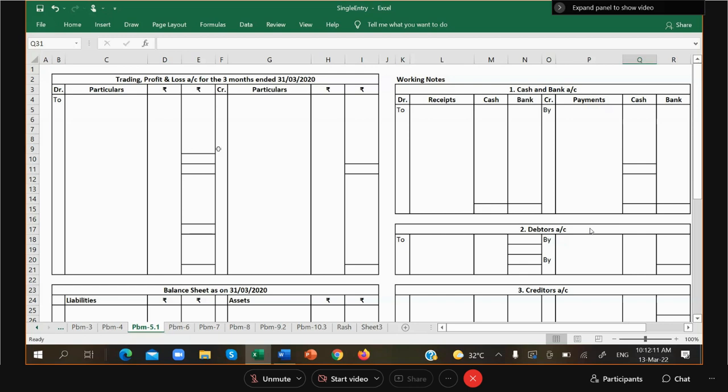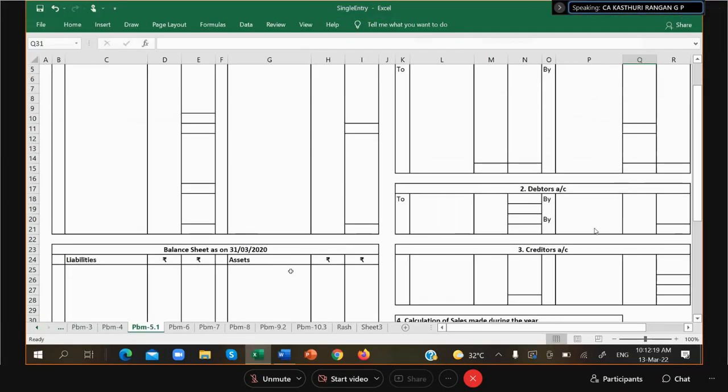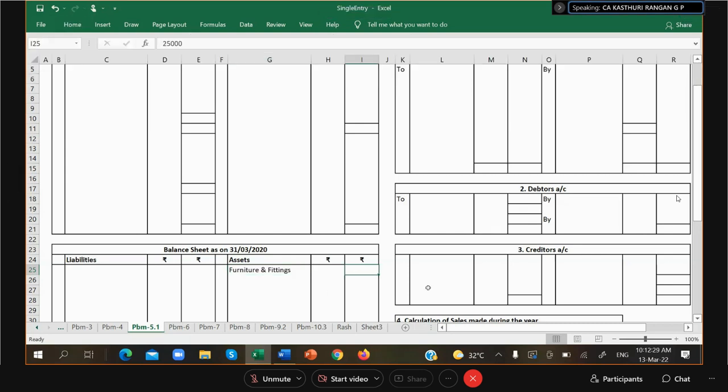Now, how to go about a problem like this? Very simple. See what is given in the balance sheet. Furniture fittings 25,000. That is the opening balance. That will appear in the closing balance sheet also. Put it in the outer column. Why? There is no mention about depreciation or any additional purchase of furniture fittings. So put it in the outer column itself. Suppose depreciation is there, you have to put it in the inner column. Then make the required adjustment.